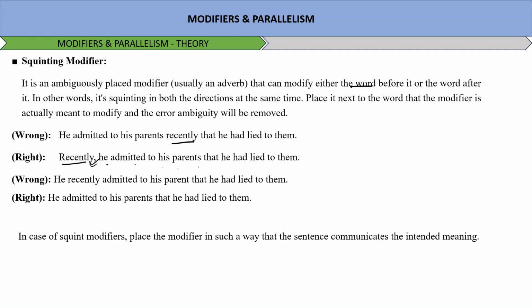Now, next, he recently admitted to his parents that he had lied to them. This is again a more appropriate way of bringing it, right? In the case of squinting modifiers, place the modifier in such a way that the sentence communicates the intended meaning. So you have to squint in that way. Okay, this is a squinting modifier.